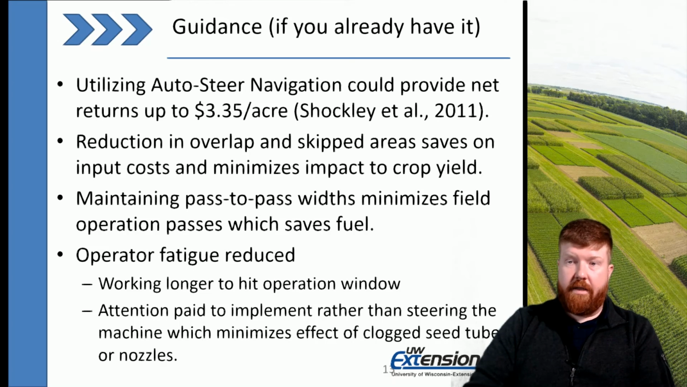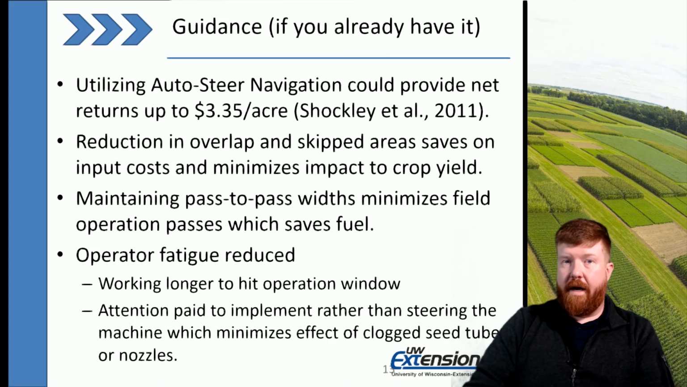It also maintains pass-to-pass widths, which minimizes field operation passes, and that saves fuel. One study I saw actually said over an 80-acre field, they did it with auto steer, and then they tilled it again with just human operator, and there was 5 passes difference between the two. So the automatic guidance saved 5 passes over the field, which is quite a bit of fuel.